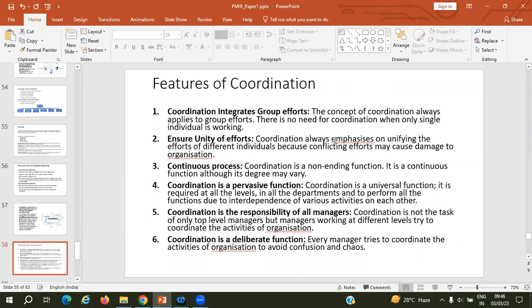Ensure unity of effort. Coordination always emphasizes unifying the efforts of different individuals because conflicting effort may cause damage to the organization. Ensures unity of effort. The example I will explain: you interact with different people, be it the tent, the catering, or the marriage venue, wherever you talk, everyone, you are making sure they understand the common goal that you have.